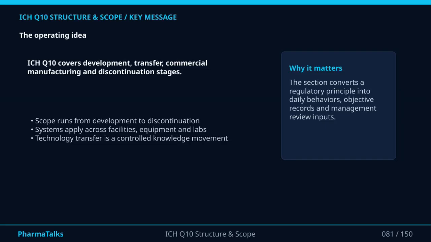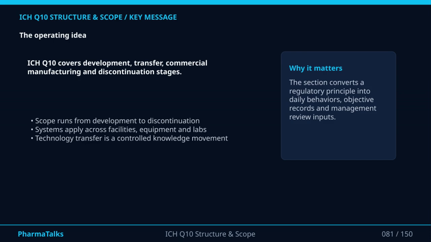Now, let's take a closer look at the structure and scope of ICH-Q10. The key operating idea here is that ICH-Q10 spans the entire product lifecycle, from development and technology transfer to commercial manufacturing and ultimately discontinuation. This means the scope covers all these critical stages, ensuring comprehensive quality management. Importantly, the systems outlined in ICH-Q10 apply not just to one part of the process, but across various facilities, equipment, and laboratories. Technology transfer, in particular, is emphasized as a controlled movement of knowledge, ensuring consistency and quality as products move between stages or sites.